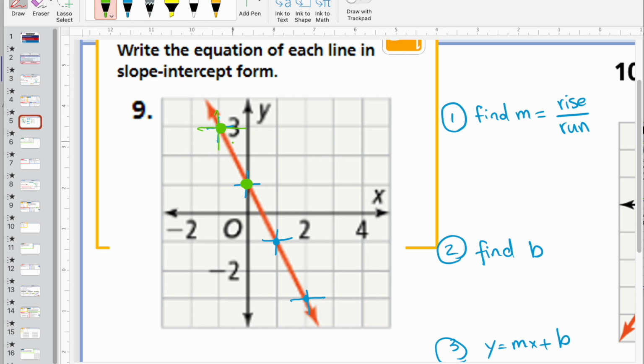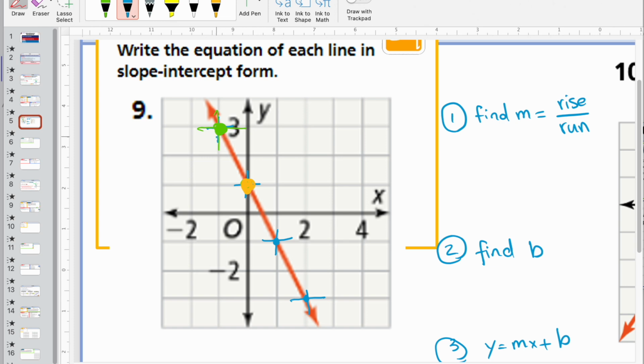Now since I have 2 points, I can use my rise and run to find the slope. So from this point, the green one, to the yellow point, I need to see how much I should rise and how much I should run in order to reach the yellow one.